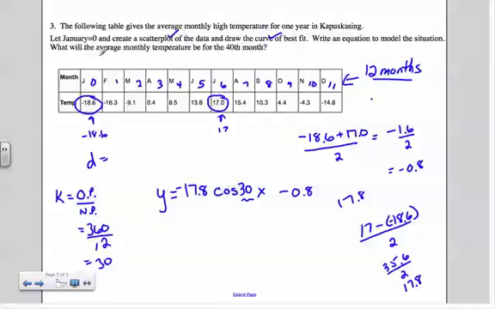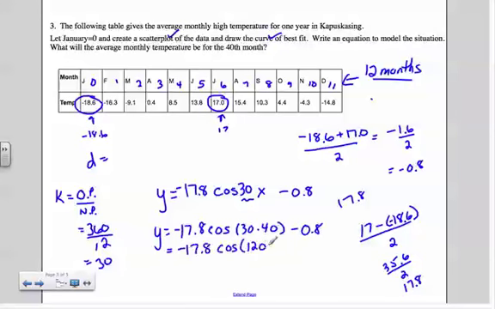But now it wants, what will the average monthly temperature be for the 40th month? I'm going to take my equation and put 40 in for x. And again, because the 30 and the x are touching, there's a multiplication there. 30 times 40 is 1200. Now I have to ask my calculator what the cos of 1200 is.